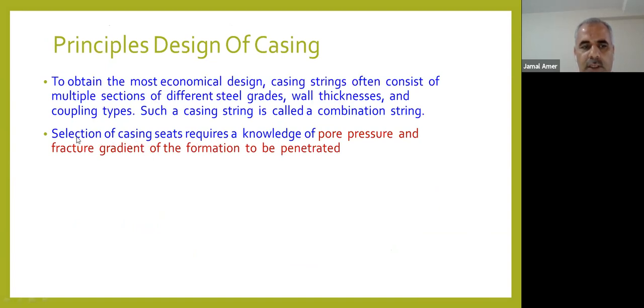As I already told, the selection of the casing seats requires knowledge of pore pressure. We have to know the pore pressure and fracture gradient of the formation to be drilled. So these are very important parameters, pore pressure and fracture gradient. Because between these two parameters our drilling will continue, and we have to take care not to have a kick and not to break the formation.